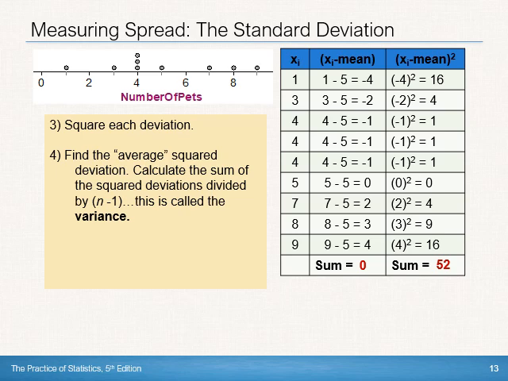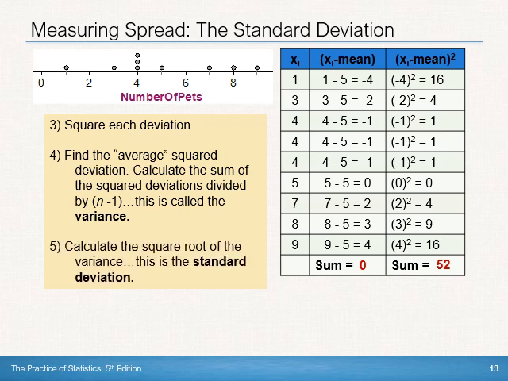So we take all those deviations, and it's complicated for why, but this is a sample, and because of something called degrees of freedom, in samples we don't divide by n, we divide by n minus 1. So when we do that, we get something called the variance. And then finally, the last thing we do is we take the square root of that variance, and that's how we get the standard deviation.